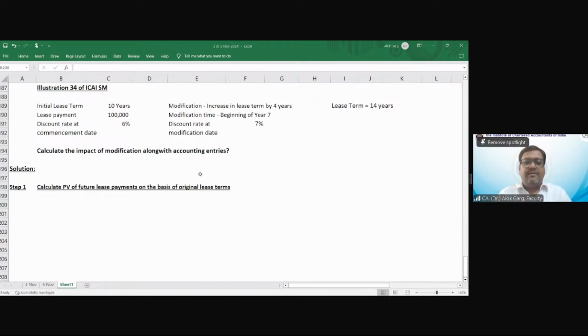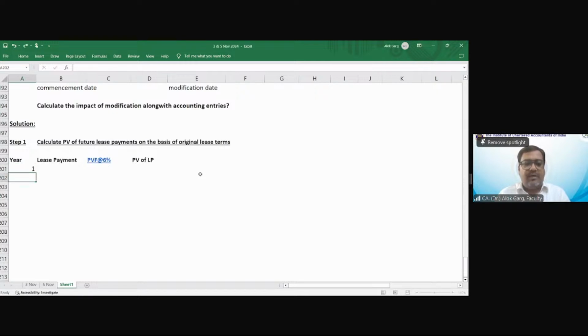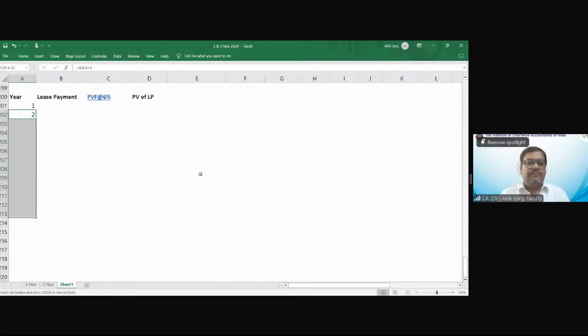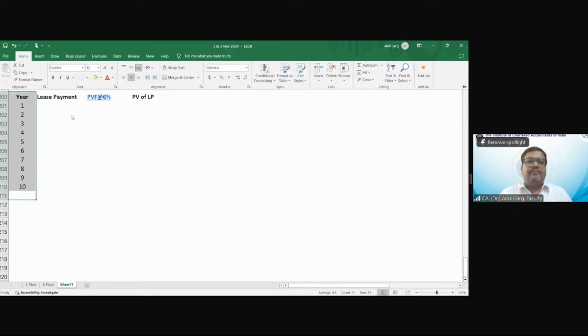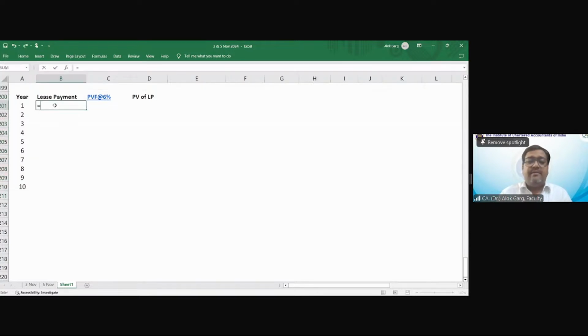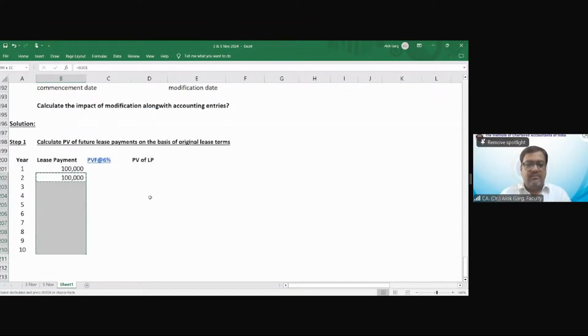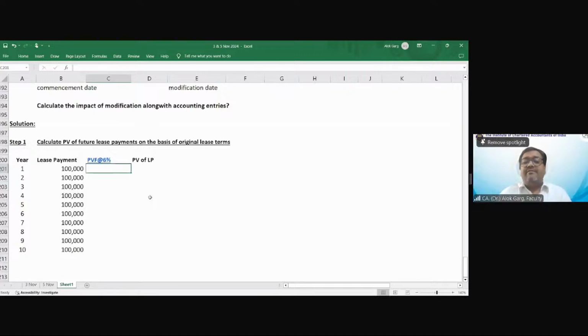So how many years are there? 1, 2. How many years? 10 years. The original lease term is 10 years. I need to take 10 years. What is my lease payment? 1 lakh rupees. What is my present value factor at 6%?